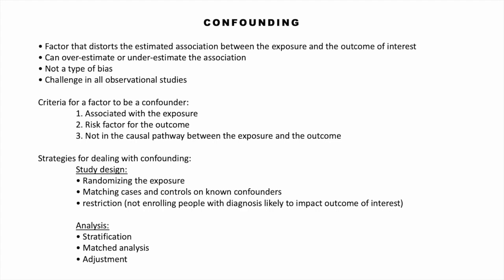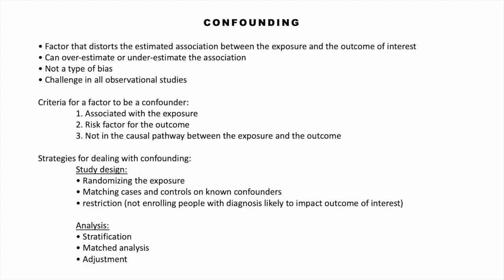Confounding can be mitigated both at the study design phase and at the analysis phase. At the design phase, randomization, matching cases and controls on known confounders, and restriction, meaning not enrolling people with a diagnosis likely to impact the outcome of interest, all can help mitigate confounding. At the analysis phase, stratification, performing matched analysis, and adjustment, like age adjustment we talked about in a previous lecture, can all be helpful.